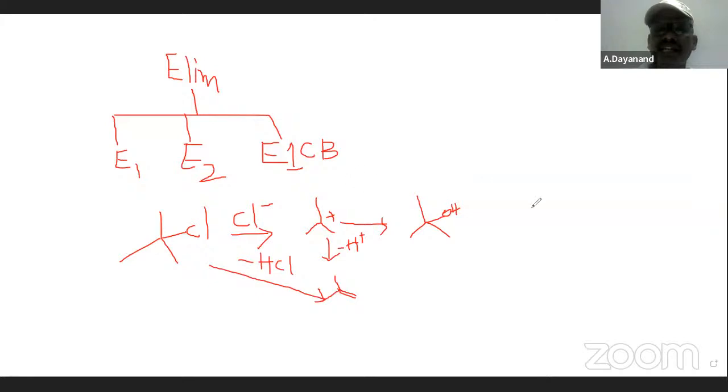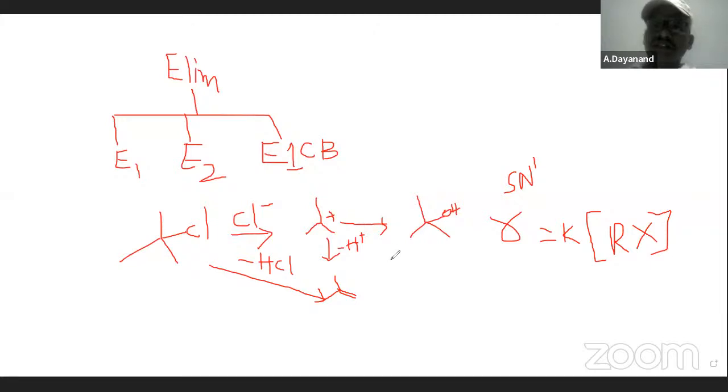Here in this elimination reaction, the rate of this reaction is similar to that of the SN1 reaction, where the rate of the reaction depends only on the alkyl halide. In the rate equation, only one concentration term is there. Therefore, this is called a unimolecular elimination reaction, because only one molecule of this RX is involved. Same as SN1, it is close to it. Okay, this is called the E1 reaction.